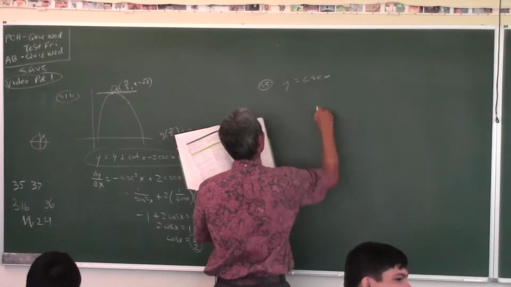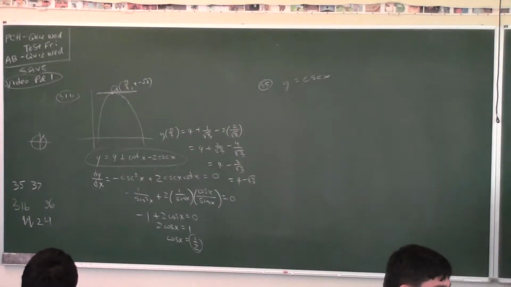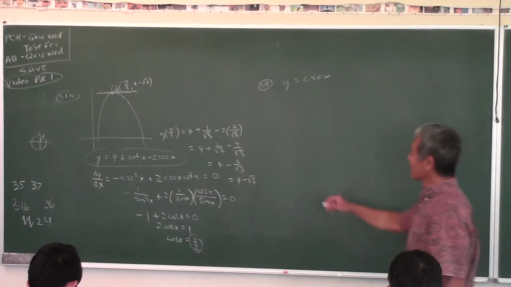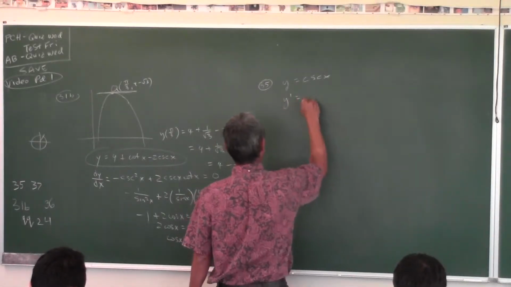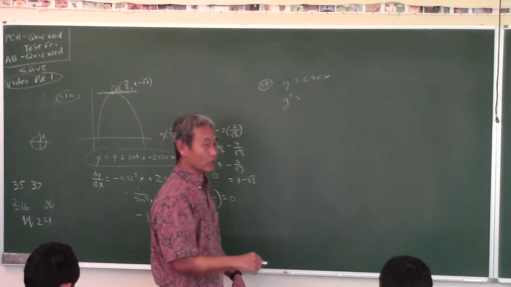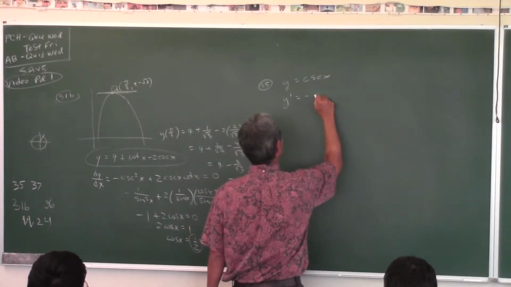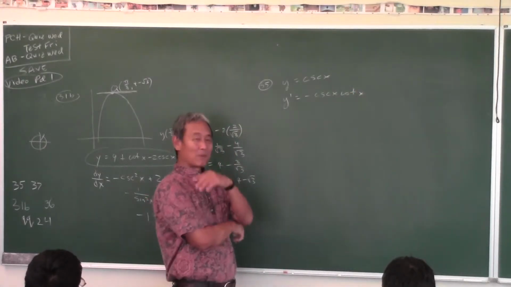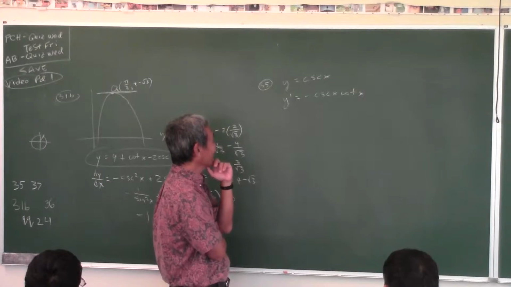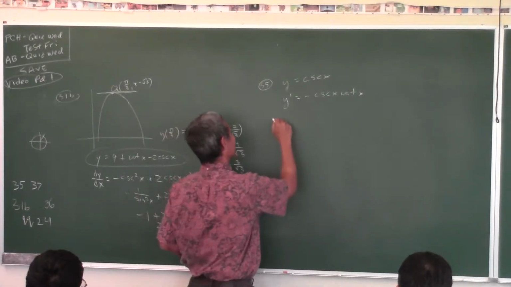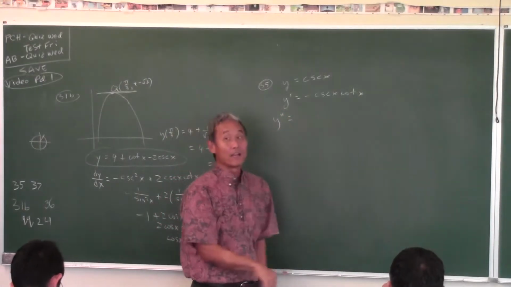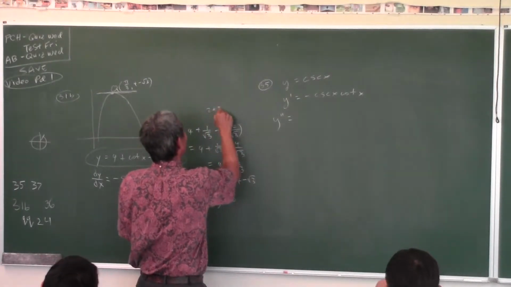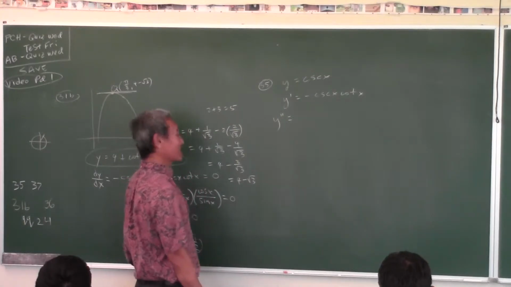Okay, it says compute the second derivative. So first, you must do the first derivative. Negative cosecant x cotangent x. Okay, good. But if this problem is worth 6 points, do I give you 1 for that? No. That's just regurgitating what you're supposed to know already. Like if you write on your paper 2 plus 3 equals 5, I'm gonna give you 1 point.